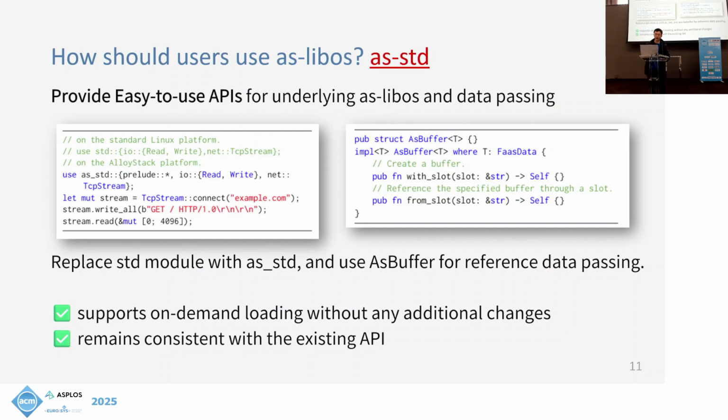Similar to other programming platforms, ASSTD provides a standard library designed for three main purposes. First, it intercepts user function syscall requests and routes them to the syscall handler of the libOS. Second, it provides an easy way to use all features. As you can see, for users who want to run on AlloyStack, they only need to replace the original std use with ASSTD use, and all the features will be automatically used, including reference passing and on-demand loading.